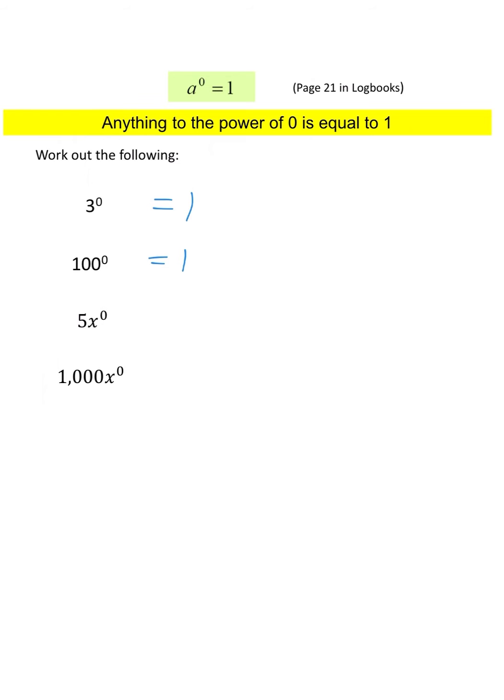Now, next two are a bit different. So we know that x to the power of 0 is 1. So then we have 5 times 1, so that'll equal 5. Because remember, the x to the power of 0 is equal to 1. Same the next one. So we have to add 1,000. And then x to the power of 0 is 1. So we have 1,000 times 1. And that is 1,000. And that's it. So they're the first 4 rules of indices.